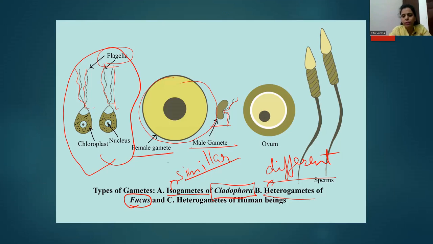The third is the heterogametes of human beings. So this is the ovum in the case of human beings, and these are the sperm. In human beings also, the ovum is very large compared to the sperm. This ovum or female gamete in most cases is stationary, and the male gamete is always motile. The male gamete has to swim through the liquid medium and reach the female gamete for the process of fertilization.